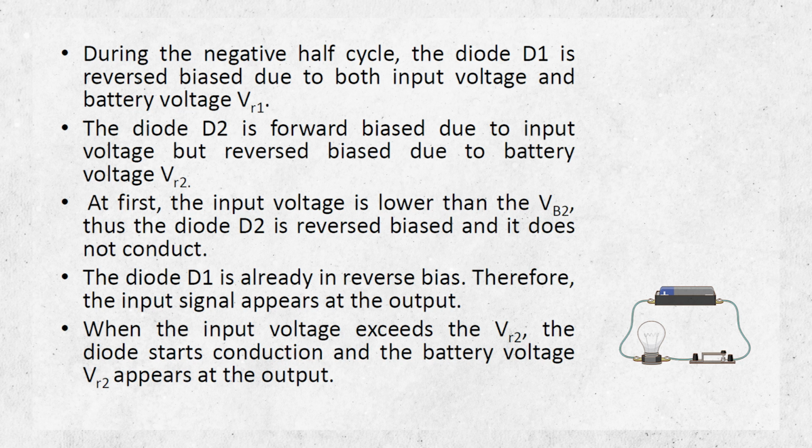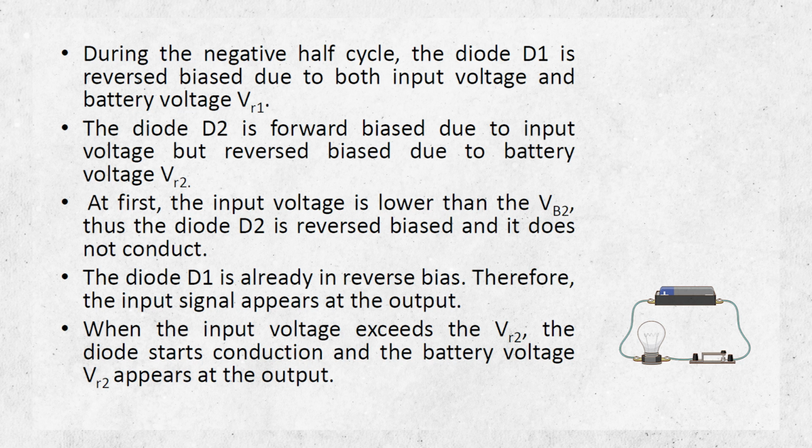Now, in the negative half, the diode D2 will work and it will give the output, but again here the condition arises for the forward bias condition. The diode D2 is forward biased due to the input voltage, but reverse biased due to the battery voltage VR2. So, until and unless the voltage exceeds the battery voltage VR2, the diode D2 will remain in the reverse bias condition even if the supply makes it forward bias. As the voltage across D2 exceeds the battery voltage VR2, it will start conduction.